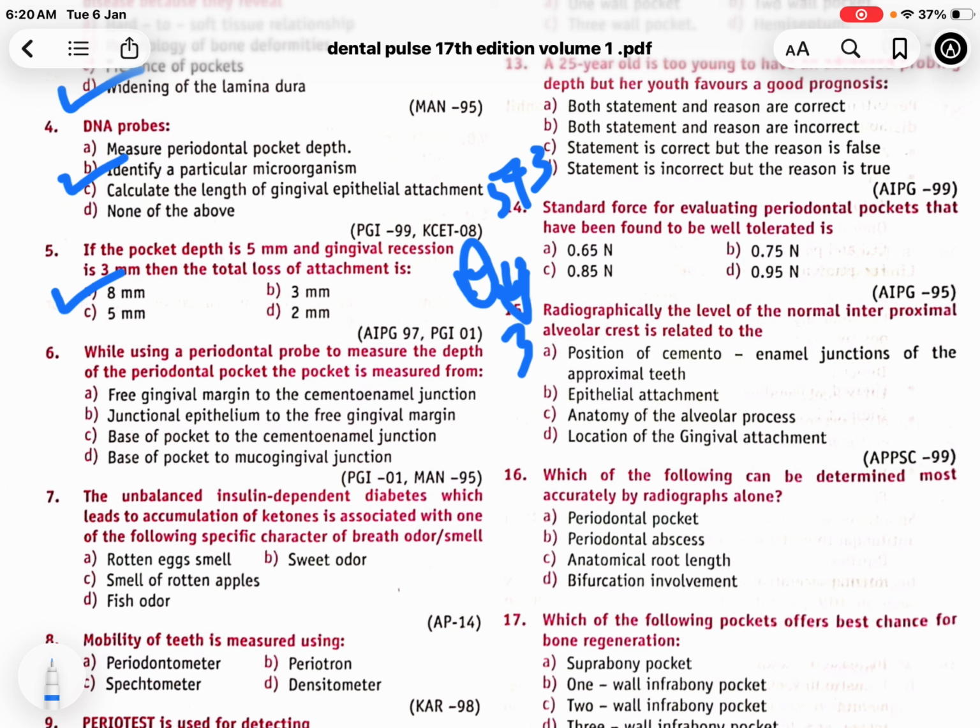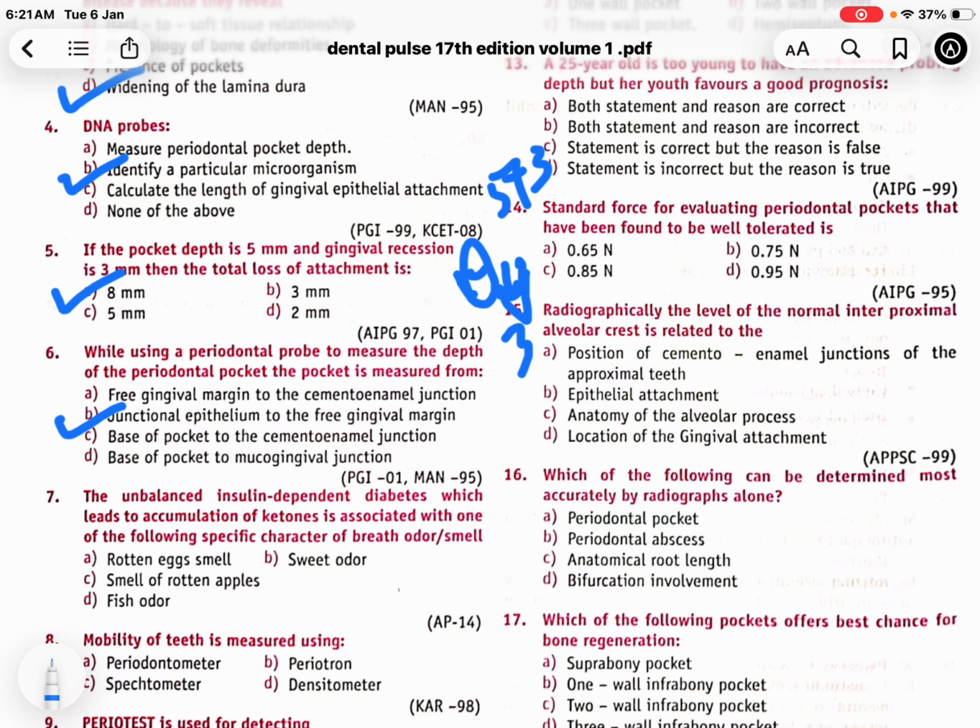Okay. Now next question. While using a periodontal probe to measure the depth of the periodontal pocket, the pocket will be measured from the junctional epithelium to the free gingival margin. Okay. Because the pocket depth is the distance between the gingival margin and the base of the pocket.